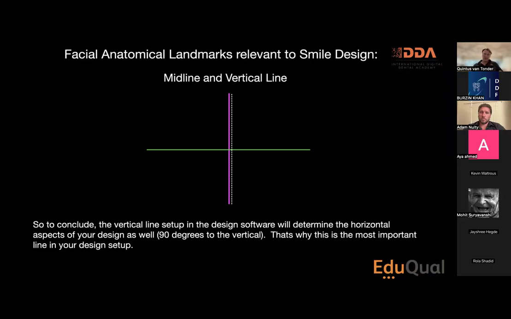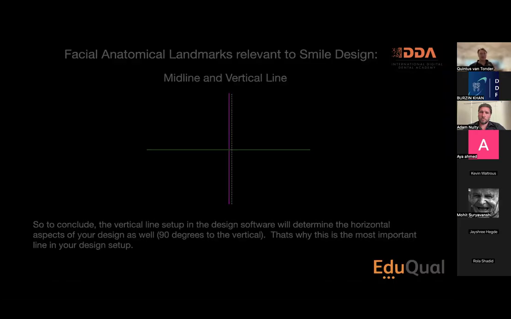So what we conclude from that is that the vertical line set up in the design software will determine our horizontal aspects of our designs. And that is always, we start off with the two incisal edges and then we move further back from there. And that has to be at a 90-degree angle to our vertical line. Okay, next, Adam.